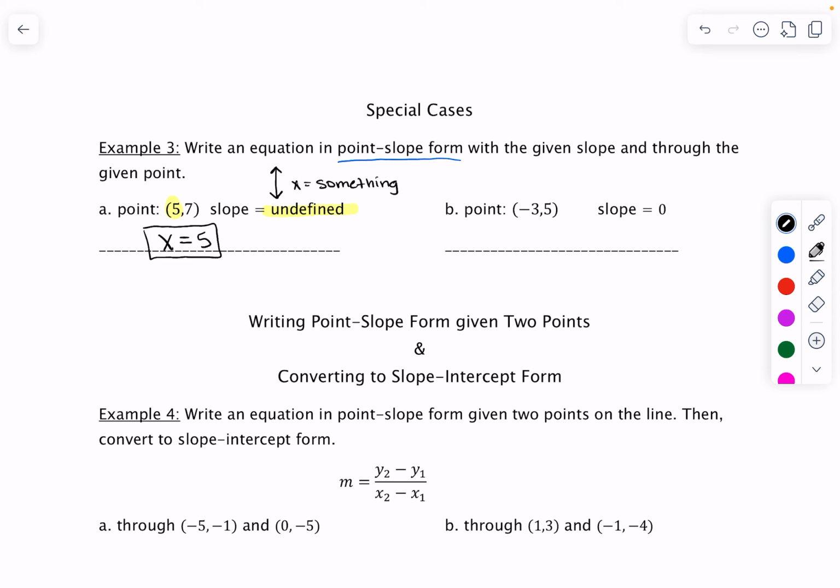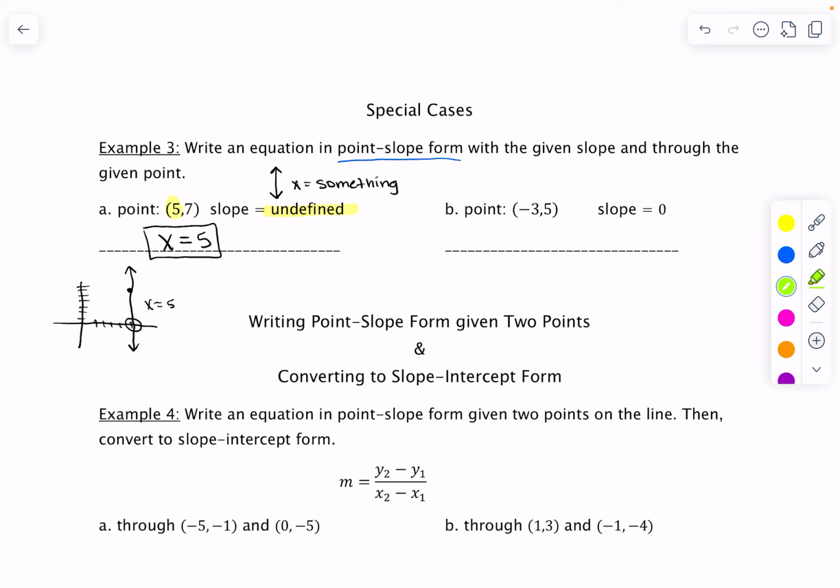You could always draw a picture of this if you wanted to, right? 1, 2, 3, 4, 5, 6, 7, 1, 2, 3, 4, 5. There's my point at 5, 7 and my line that goes through it. That's the equation x equals 5 because it goes through 5 down here. So that's sort of a sketch to be able to help you as well.